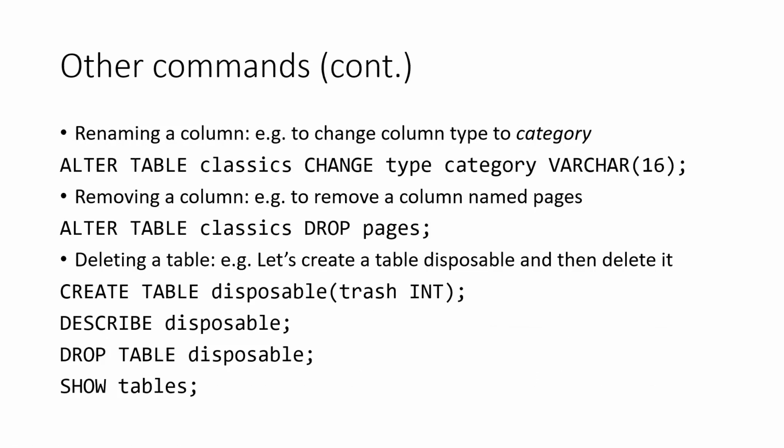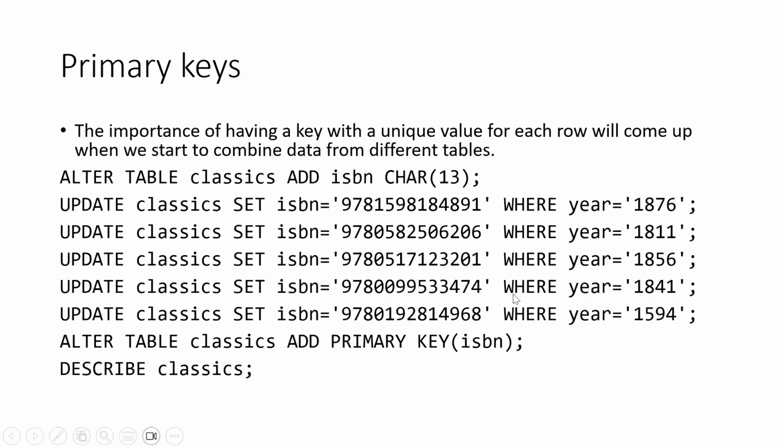Similarly, renaming a column is, for example, alter table classics change type, and then we change category to varchar 16. If you want to remove some column, we can use alter table classics, you can drop and you can remove pages, for example. Then you can delete a table. So in this particular case, you create a table, disposable, and then you describe it, drop it, and then you look at it. So again, just simple commands, you may have already done this.